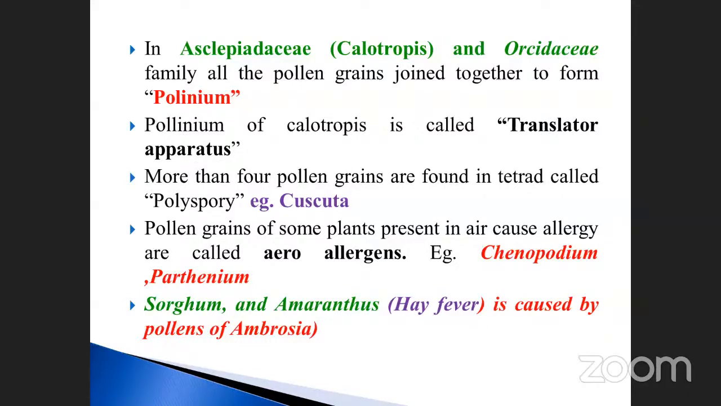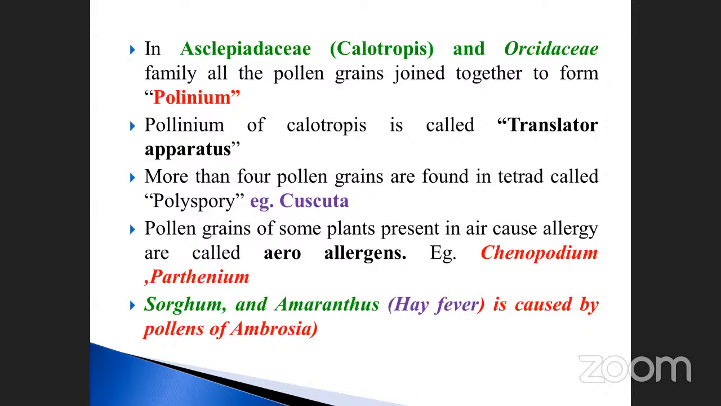Okay, sorry. We'll see the aeroallergens, example, Chenopodium. Note it down, this one is very, very important. The aeroallergen caused by the plant is called Chenopodium. Another one is called Parthenium. Already told you, these are the two plants that cause allergy to human beings, and not only human beings but also animals. Sorghum and Amaranthus, note it down. This is also very, very important. Hay fever is caused by Sorghum and Amaranthus, and also another one known as Ambrosia. These are the three plants whose pollen grains cause hay fever.